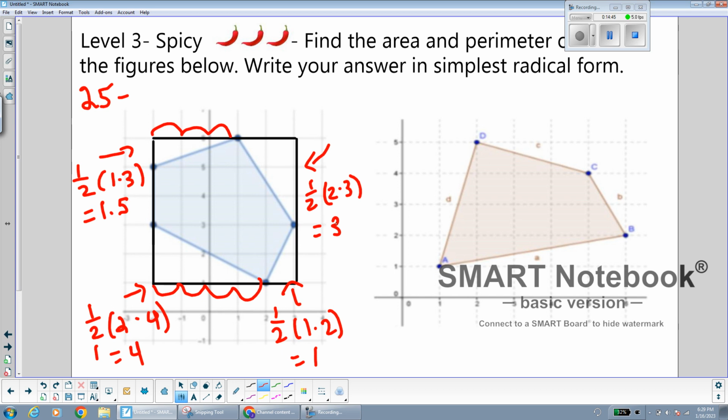So altogether, we have 3, 4, 8, 9.5. So the area of the shaded region is 25 minus 9.5. That is 15.5 units squared. I'm not going to do the perimeter on the video. You can pause the video and find the lengths of all the sides using the distance formula if you choose to. Perimeter is just the distance formula, which we've done so many times.